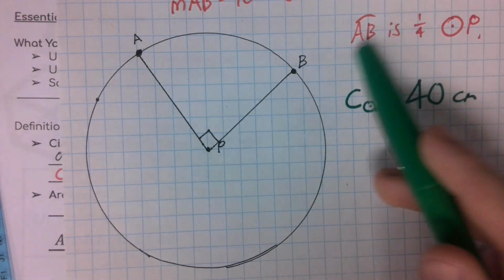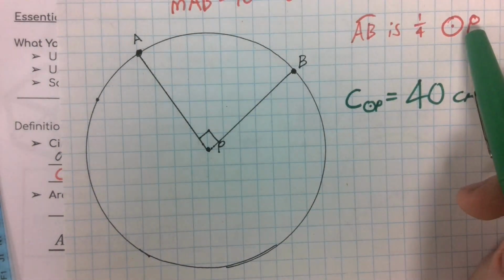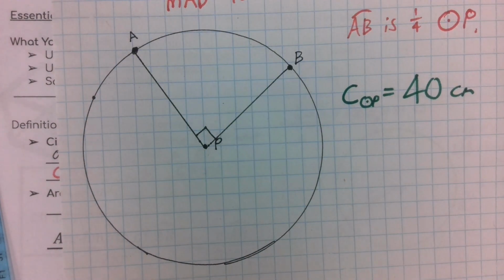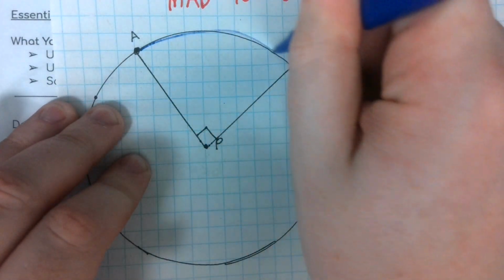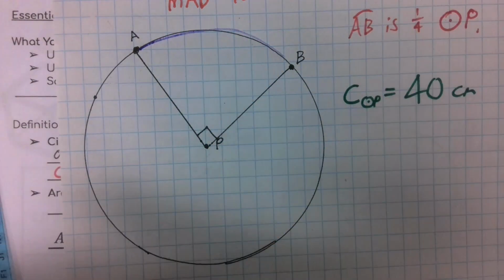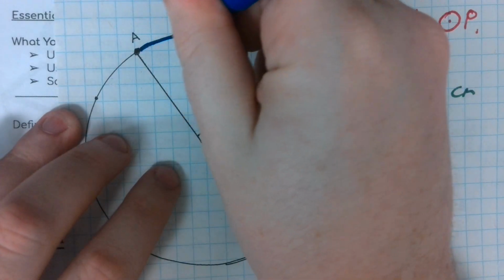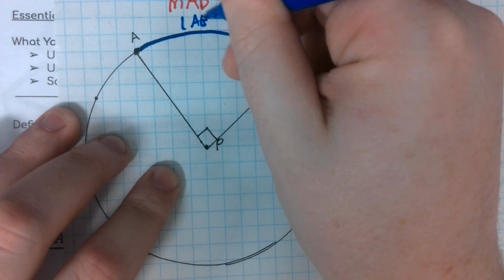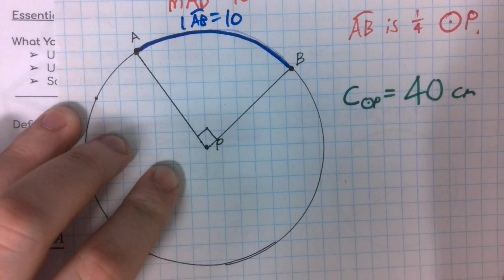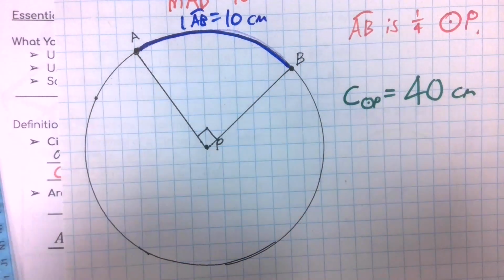Didn't we just say that arc AB is a quarter of circle P? Well, what's a quarter of 40? Since a quarter of 40 is going to be 10, we can say that the length of AB equals 10 centimeters.